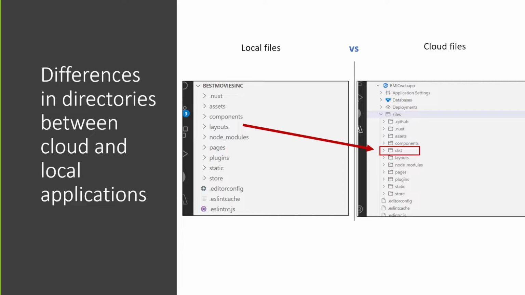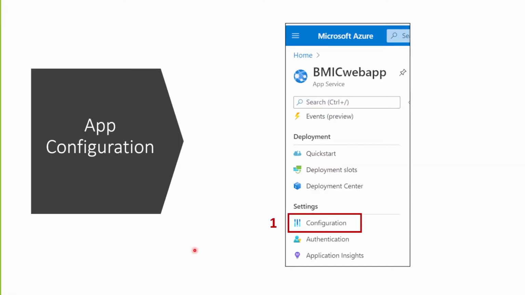So as you can see, on the left side, we have our local files from our front-end application. And on the right-hand side, we have our files from the cloud deployment. And there is an extra directory here called dist. And we noticed that. And after some more research, we determined that we need to make some changes in our web app configuration on Microsoft Azure.